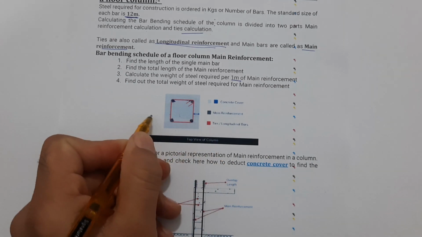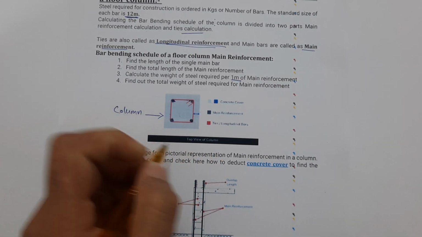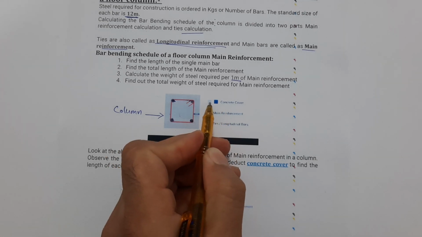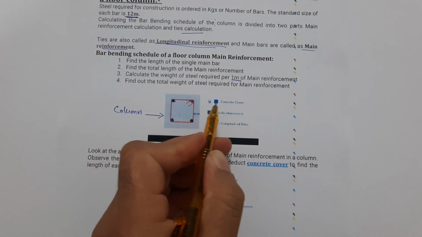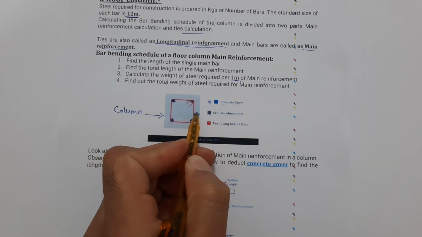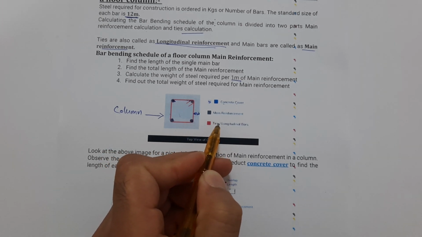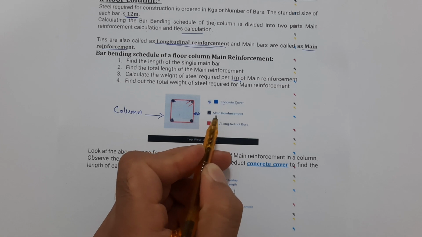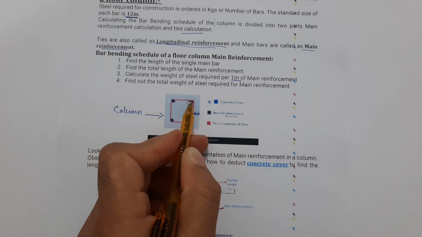Now guys, you can see this is an RCC column from the top view. Here you can see this color, so this is the concrete cover. You can see this is concrete, and the concrete cover is this one. As you can see clearly, this is the concrete cover. Now you can see the black color. So this is main reinforcement: 1, 2, 3, 4.